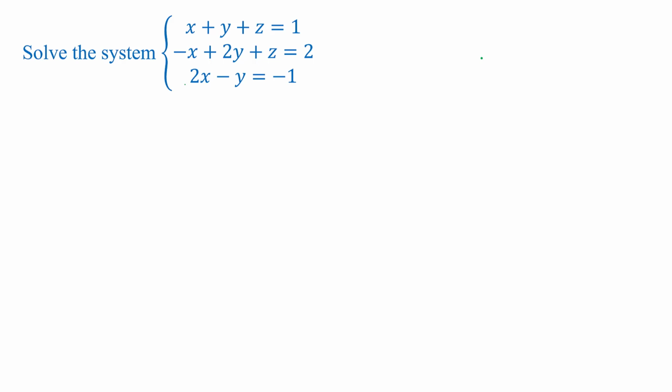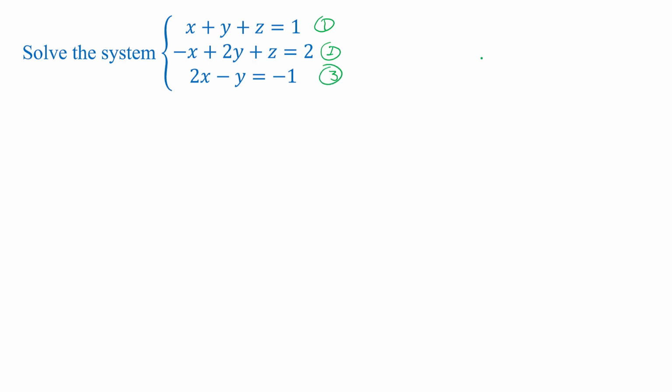Now let's solve the system: x plus y plus z equals 1, negative x plus 2y plus z equals 2, and 2x minus y equals -1. Again, labeling these equations 1, 2, and 3.